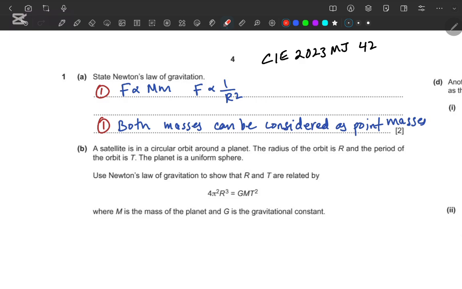Now the second point that you have to emphasize is that both of these masses, this small m and the capital M, can be considered as point masses, which means we say that their entire mass can be just assumed to be at this point. Okay, so that's what we basically do. If you want to know a little bit more about this, you can go to the lecture videos that are there. They explain this in much more detail.